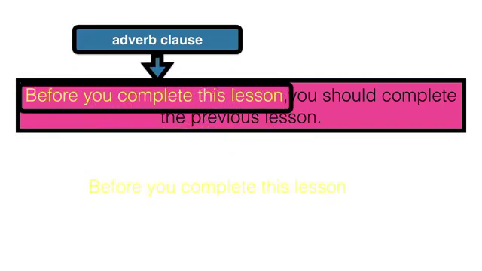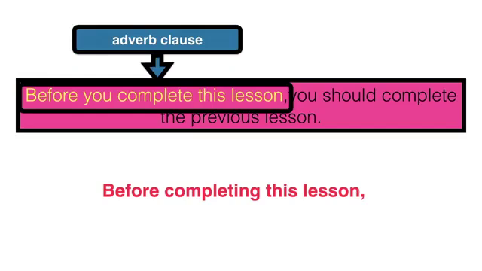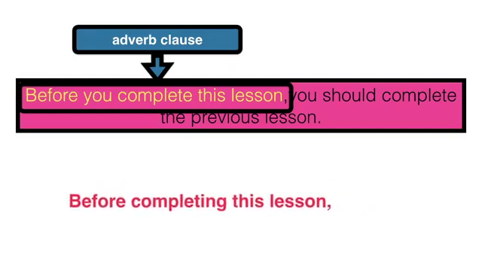A reduced adverb clause, like the one you'll see now, does not contain a subject and a verb. So now, before you complete this lesson has become before completing this lesson. The reduced adverb clause is called a participial phrase because it contains a present participle, or an ing verb.